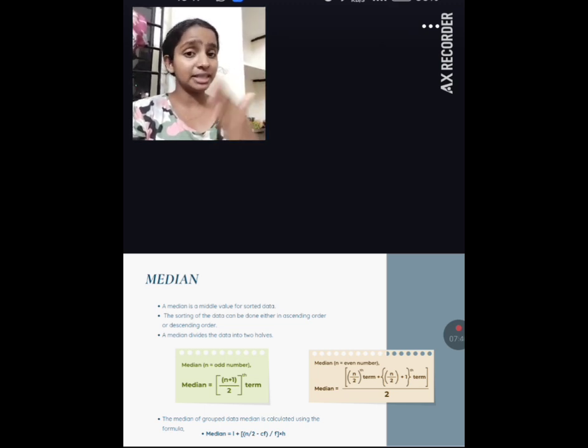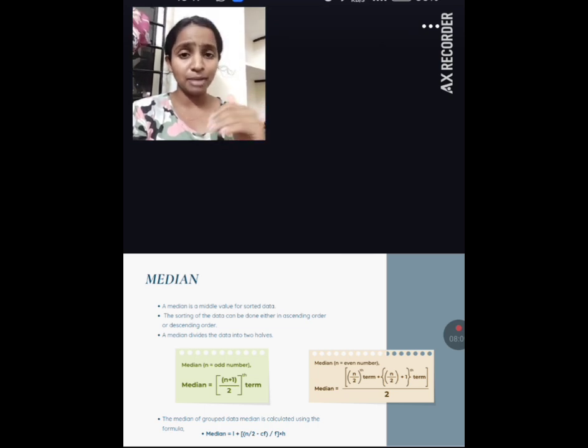What if it is even? If n is even, then we will have to find the average of the n by 2 th term plus the (n by 2 plus 1) th term. So the average of both those terms will give us the median. This is for ungrouped data, and for grouped data, first we have to find the median class.